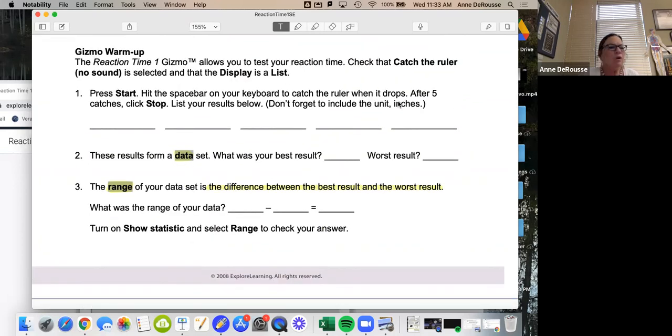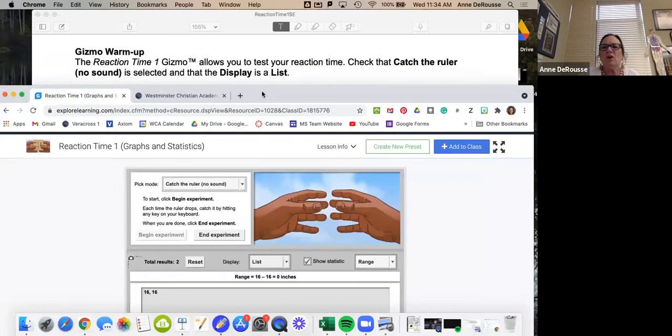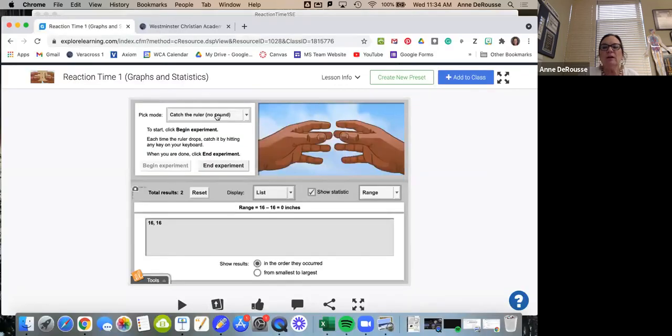Okay. So what you're going to do now is you are going to go to the gizmo and we're going to test your reaction time. So it says to make sure that your gizmo is on catch the ruler with no sound. So it should be here. The display should say list. And then you are going to click begin experiment. And as soon as the ruler drops, I think you have to tap your screen.